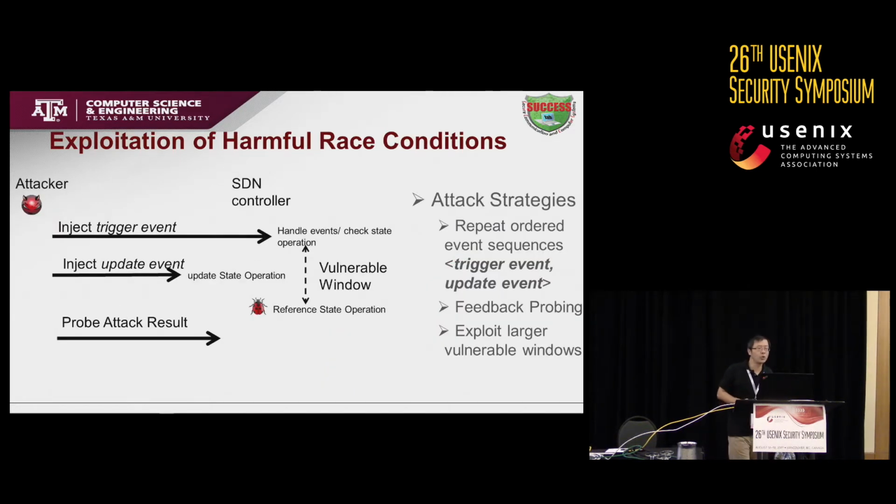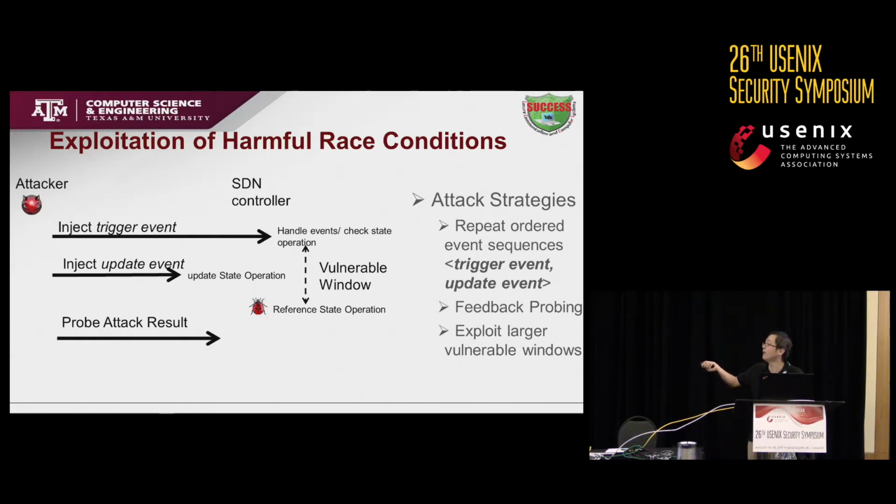This is an illustration of how the attacker tries to exploit the harmful race condition. Here on the left side is the attacker, and here is the SDN controller. The attacker tries to inject a pair of events. The first event triggers the SDN controller to handle this event, and the way it handles it is that typically it will check and then later reference. Now the attacker will immediately inject another event, what we call an update event, to update the state operation.